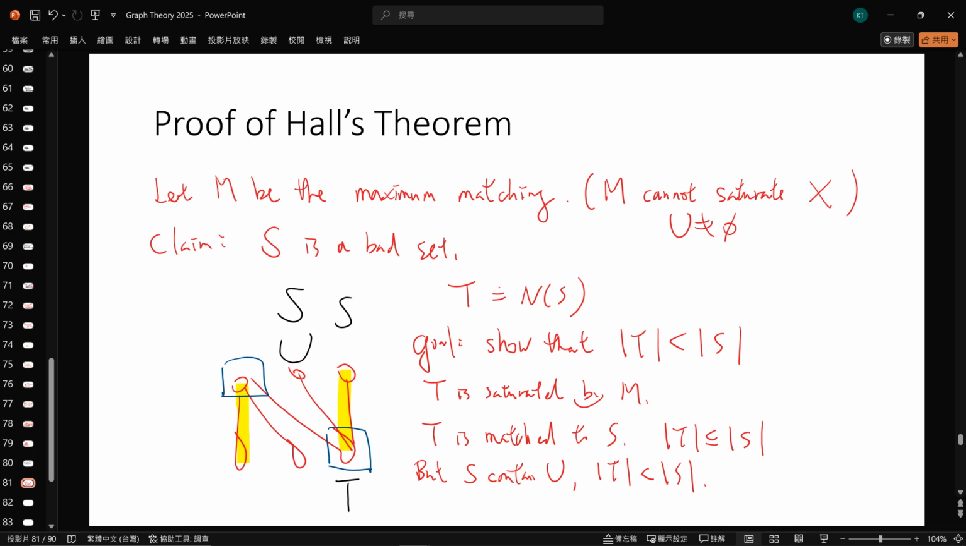All right, okay, so let's take a break, and when we come back, we're going to consider a simple application of Hall's theorem. So let's take a break.